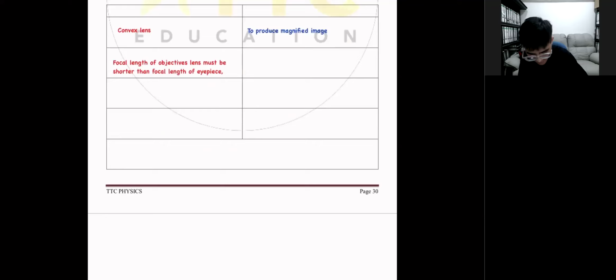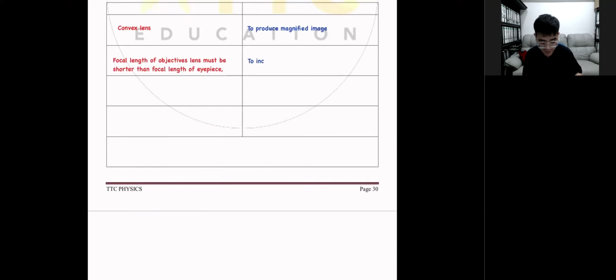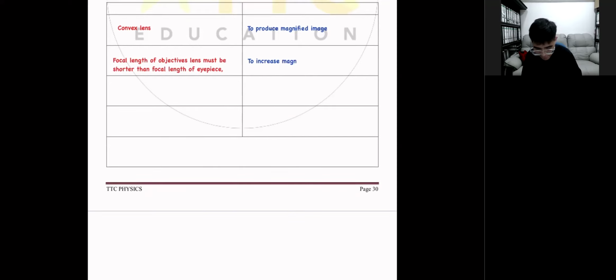Okay, and why? It's because, like I said, if not, this will increase the linear magnification and become even bigger. Just now I wrote, I want to produce a big image. But by doing this, when the focal length of the objective lens is shorter than the focal length of the eyepiece, it will be able to produce an even bigger image. So, to increase the magnification of the image.